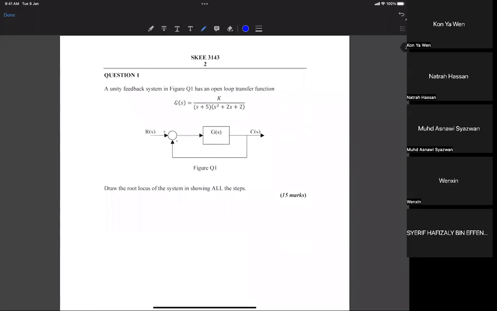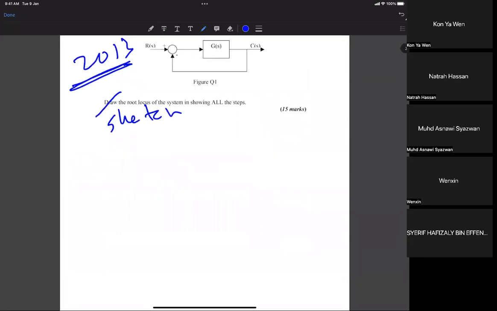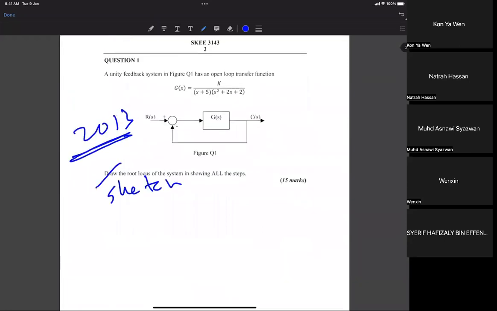Okay, so this one is 2013. The old sessions now. During that time, you have to draw using graph paper. So for this purpose, I just mention sketch, freehand draw for the plotting, right?